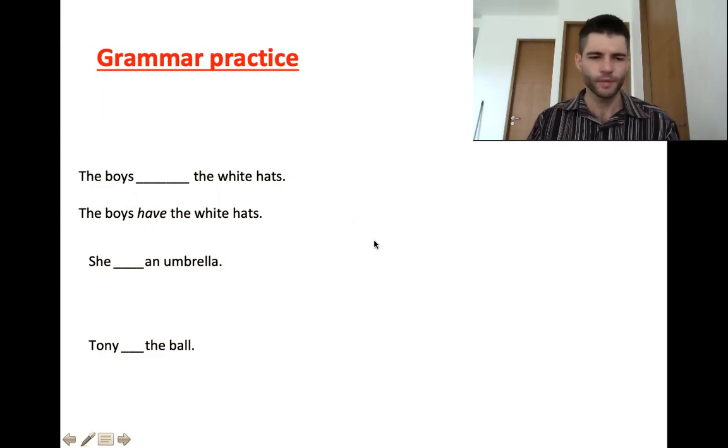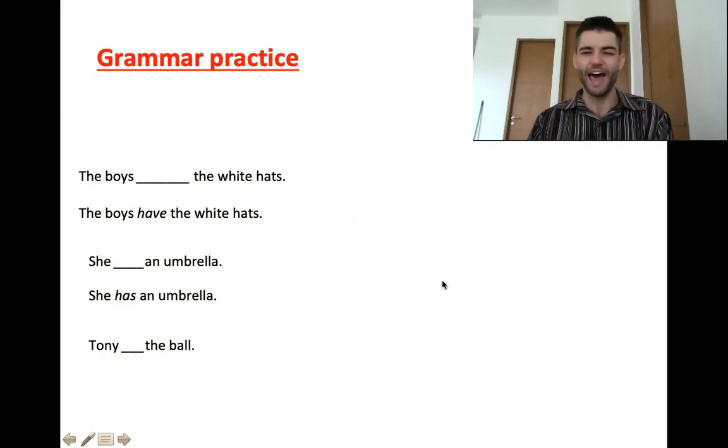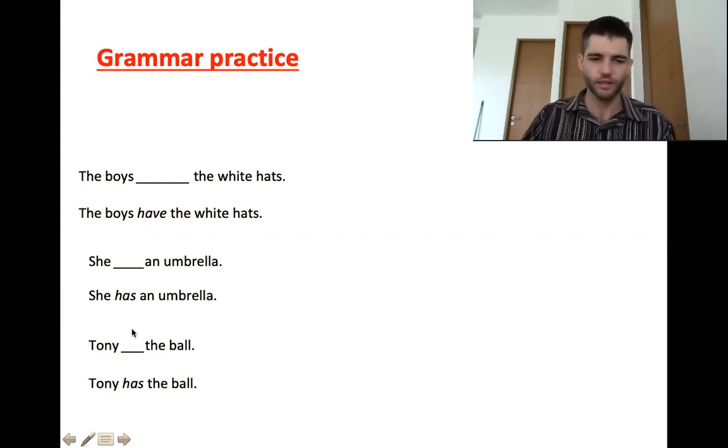Let's look at number 2. She an umbrella. She have an umbrella or she has an umbrella? Yes, she has an umbrella. Why? Because when we say he or she, we say has. He has, she has. Okay, now we look at number 3. It says Tony the ball. Tony have the ball or Tony has the ball? Let's see. Has. Tony has the ball. Why? Tony is one person. It's singular noun.